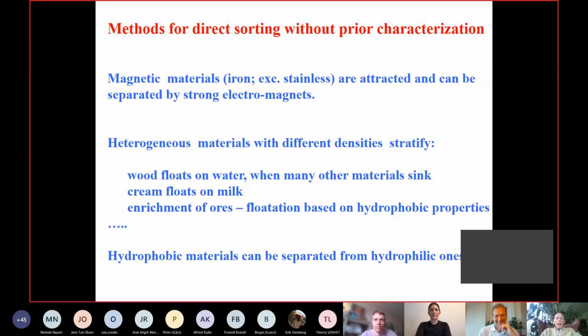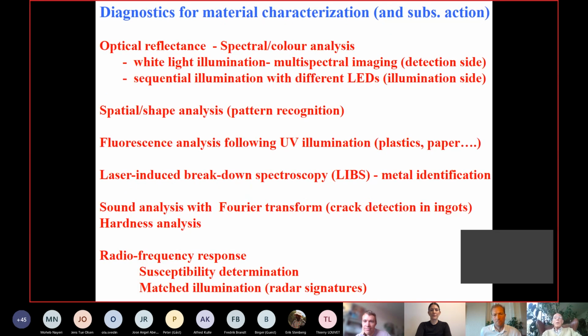In the mining area, there are a lot of techniques on enrichment of ores by flotation techniques using air streams and hydrophobic properties and so on, big industrial operations. And generally speaking, hydrophobic materials, materials that don't like water, can be separated from those which wet easily. It's about surface tension. So diagnostics for material characterization, followed by some subsequent action.